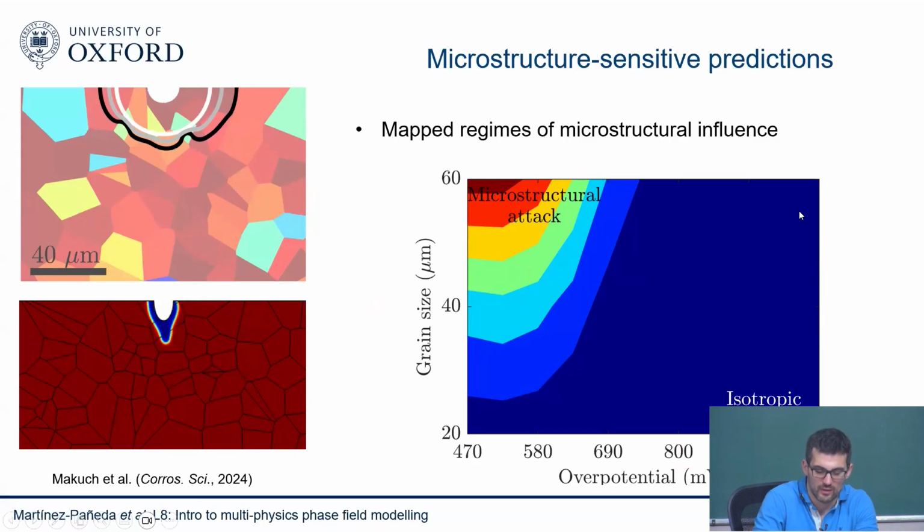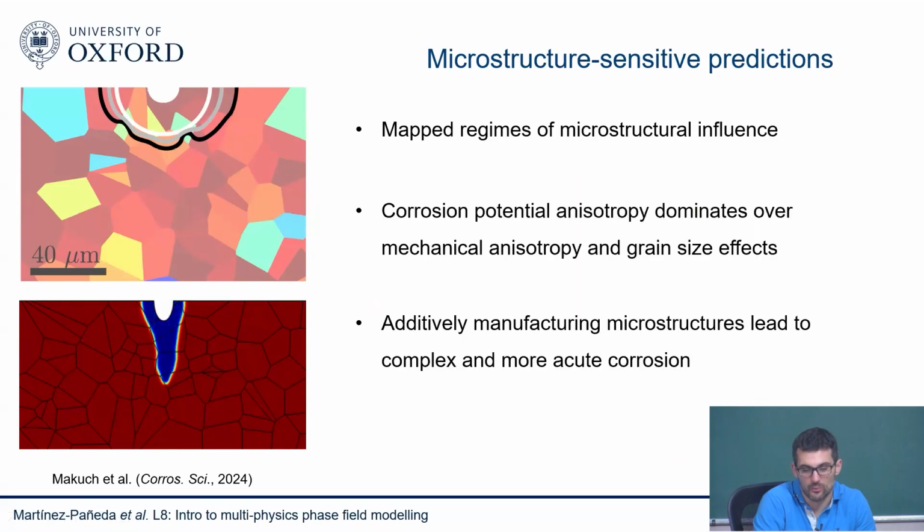This was the idea. And another thing that we learned was that the corrosion potential anisotropy dominates over mechanical anisotropy and grain size effects. And we also use this to understand, and this is also a group in the US, in Notre Dame, we're trying to understand the effect of additive manufacturing, metal 3D printing, right? So how can additive manufacturing microstructures lead to more complex and more acute corrosion? We know that the microstructures are going to be very different. We know that there's a little bit more susceptibility to corrosion, so we can input those microstructures and understand why they are a bit more susceptible to corrosion.